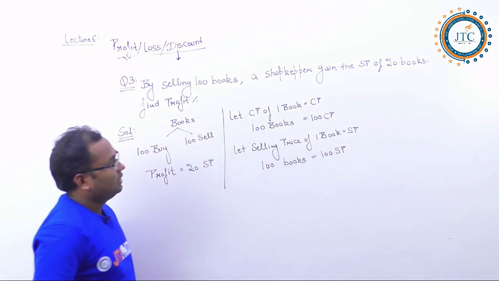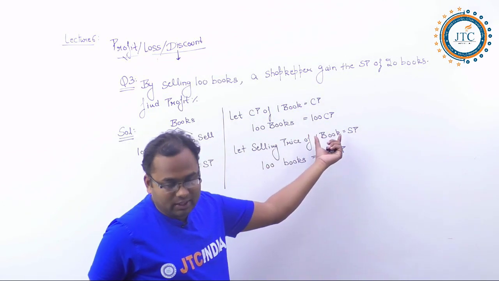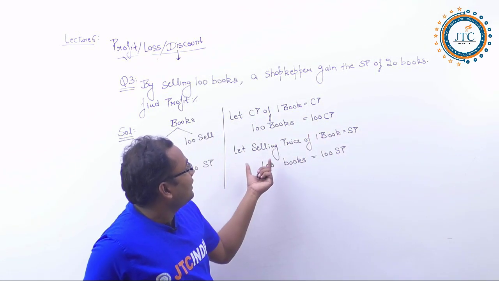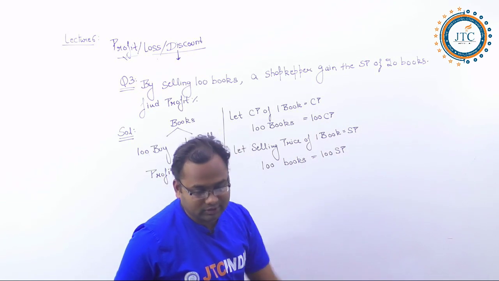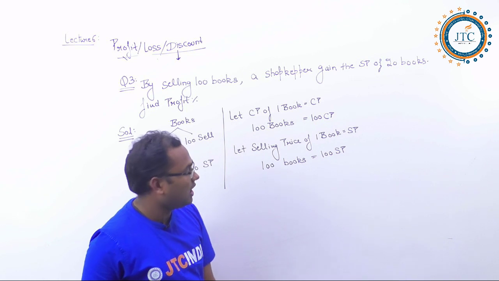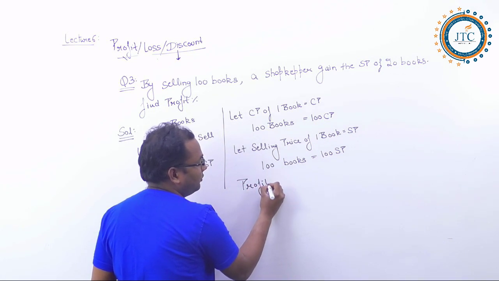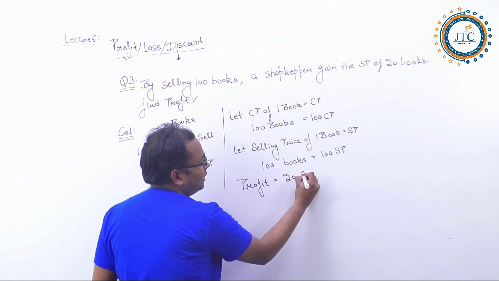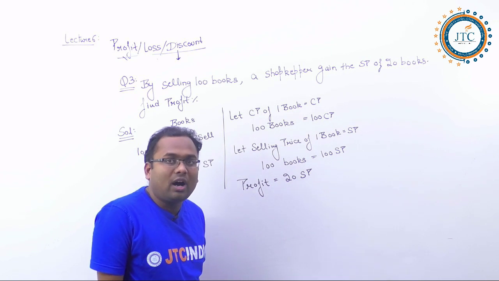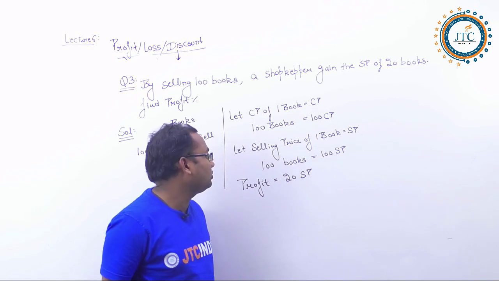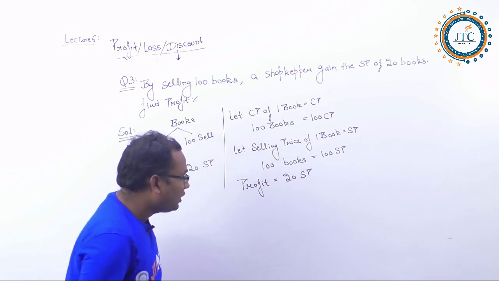We have given that the cost price of one book is CP, so the cost price of 100 books is 100 CP. And if the selling price of one book is SP, the selling price of 100 books is 100 SP. And what is the profit? Profit is equal to the selling price of 20 books, which comes out to be 20 SP. So how can we solve this question? First of all, write the formula of profit. What is profit?